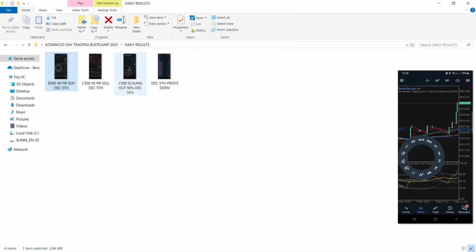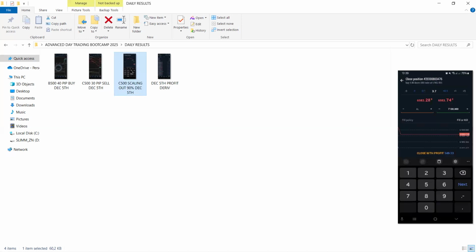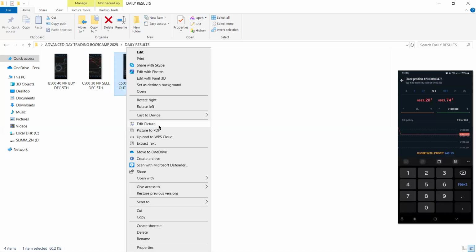Then trade management is the trade was running. I had to scale out because sometimes price won't reach your take profits.